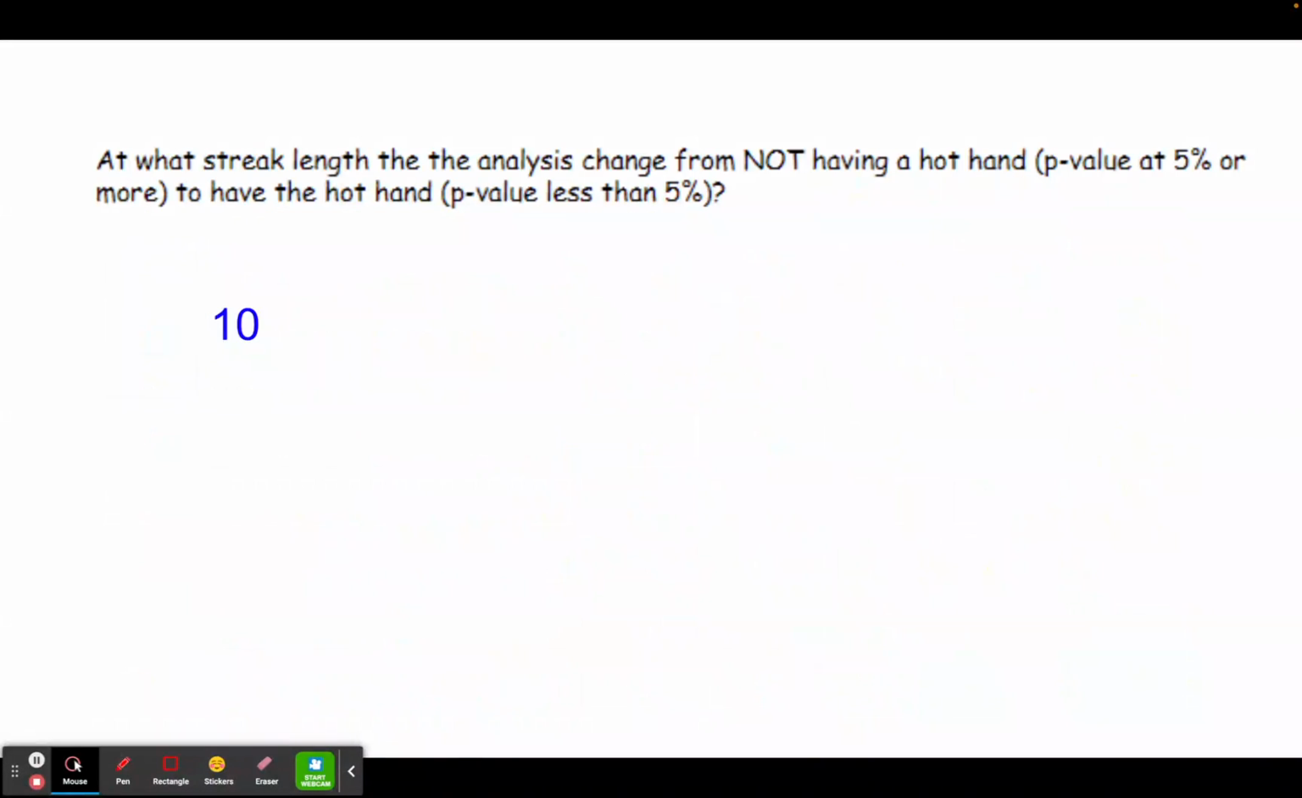Now, the next question in your notes asks, at what streak length is the analysis changed from not having a hot hand to having a hot hand? That was 10. So 10 is the shortest possible streak that the team could have and still be considered streaky. Anything longer than that would, of course, also consider them streaky.